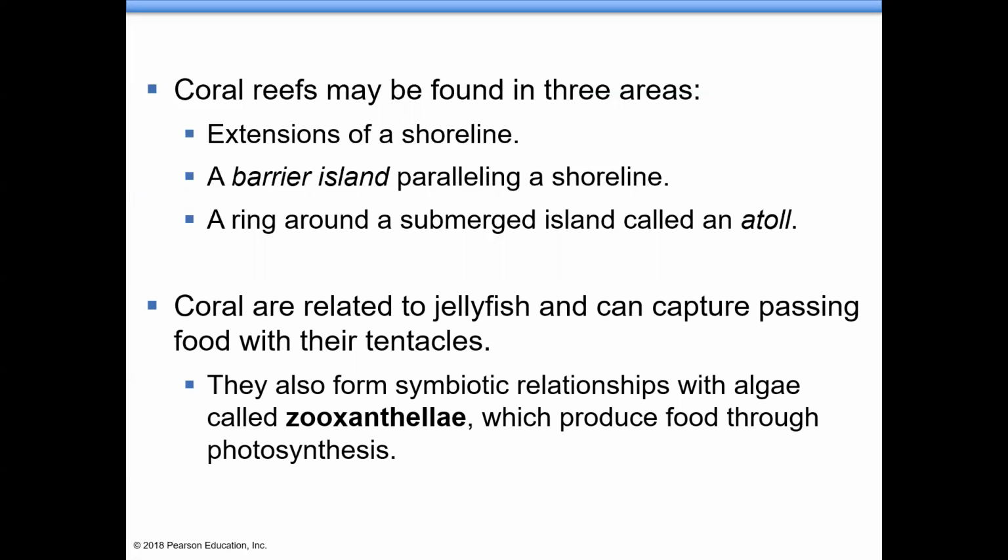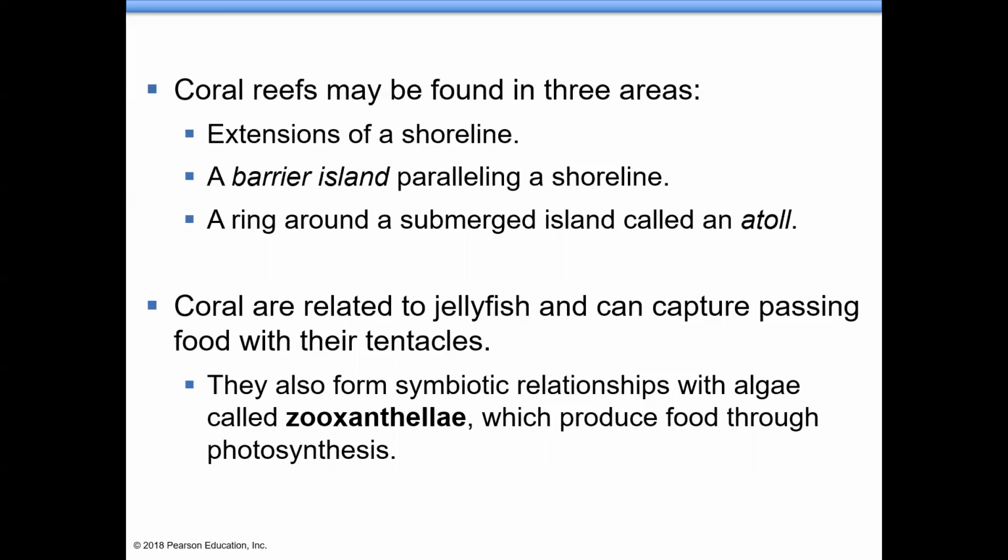So as I said, coral are tiny little organisms, and they're actually related to jellyfish. They have small tentacles that they can capture tiny food particles with. And corals all have an important symbiotic relationship with algae called zooxanthellae. Zooxanthellae are photosynthetic organisms, so they can produce food using sunlight.